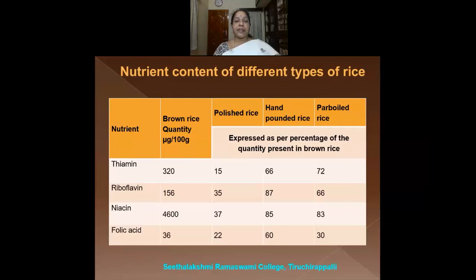So when we analyze this table, we will find that the brown rice is the best. That is, the red rice is the best. It contains plenty of B vitamins. And the next best will be the parboiled rice.